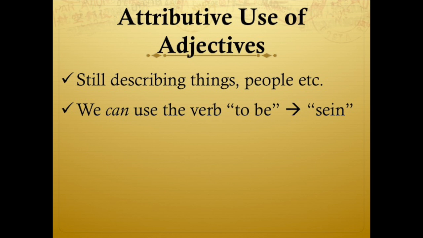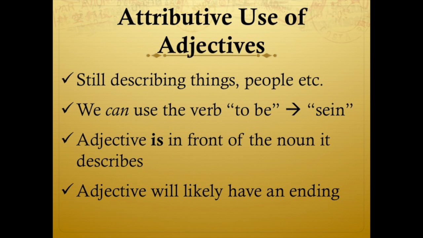Now let's look at the more complex way where we have to add an ending, and that's the attributive way of using adjectives in German. Here we see that the adjective will appear right in front of a noun. So that's the most important aspect you want to take away before understanding how to apply the correct ending. So we're still describing things or people if we use an adjective attributively, and we can still use the verb to be. But now the adjective is in front of the noun it describes. So that is the big change here, and that is why it then will likely have an ending.